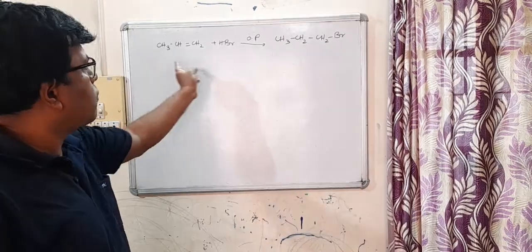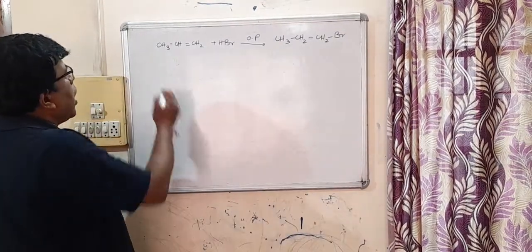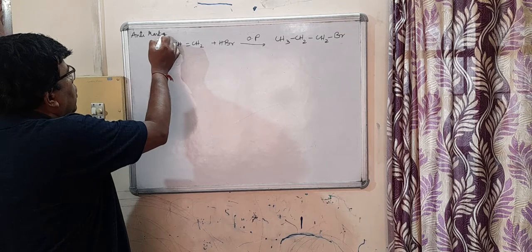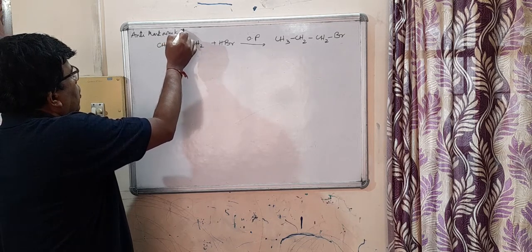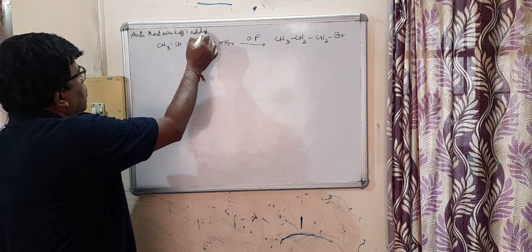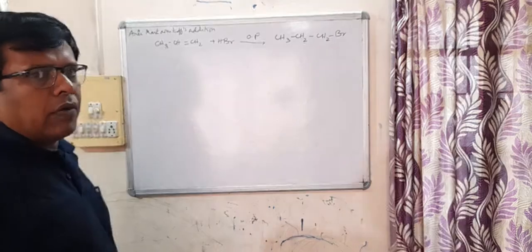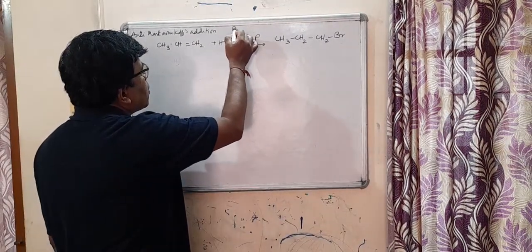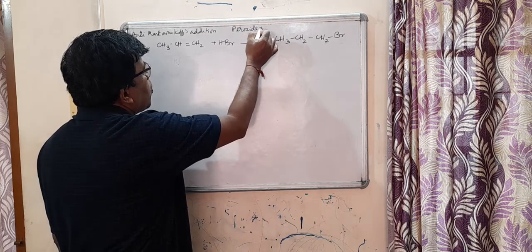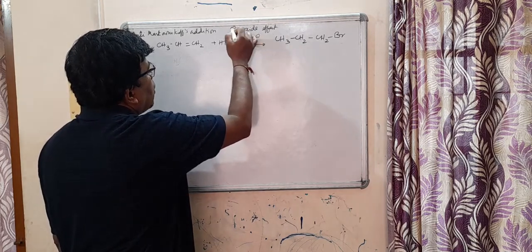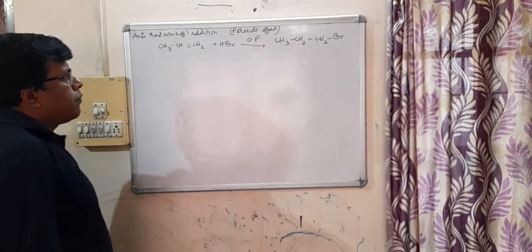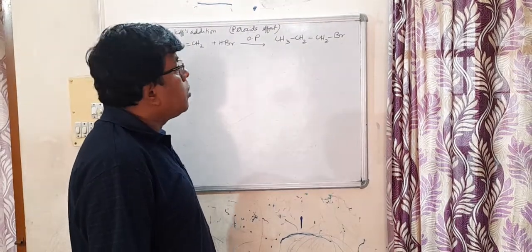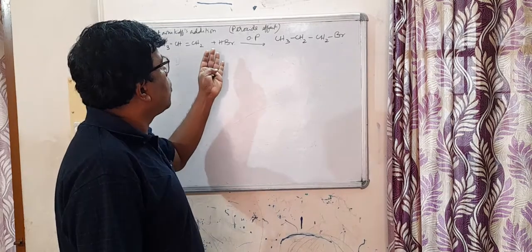This is called anti-Markovnikov addition, and this phenomenon is called the peroxide effect, also called the Kharasch effect. So naturally, we have to understand by mechanism why this happens.